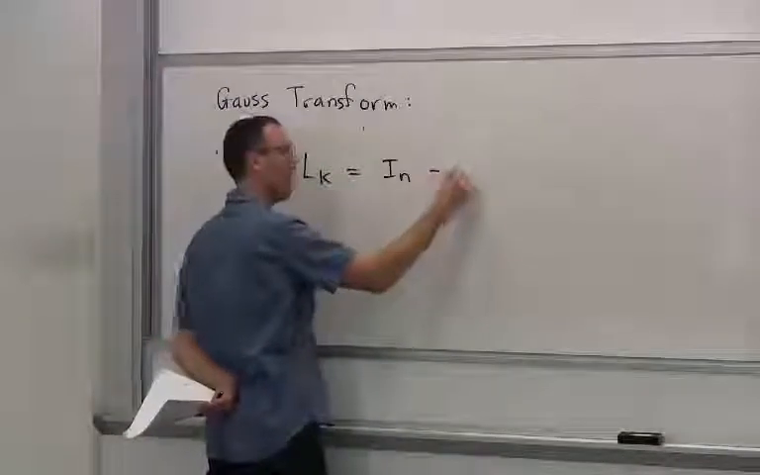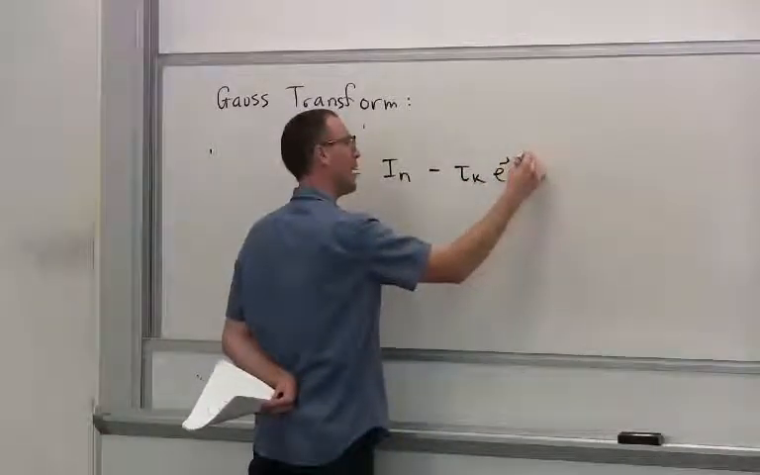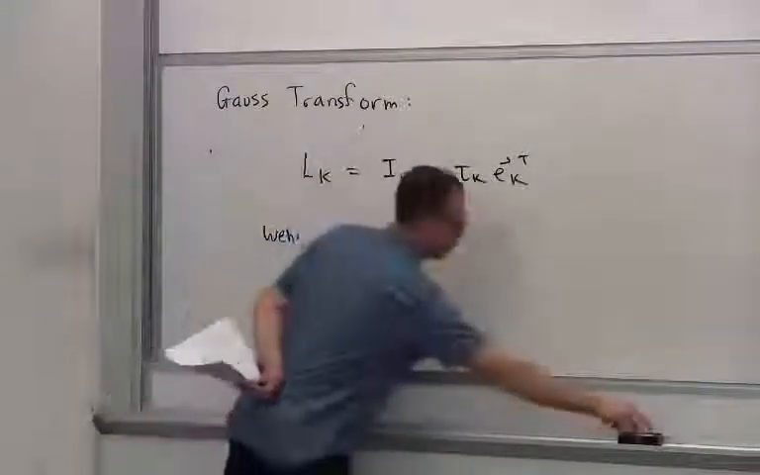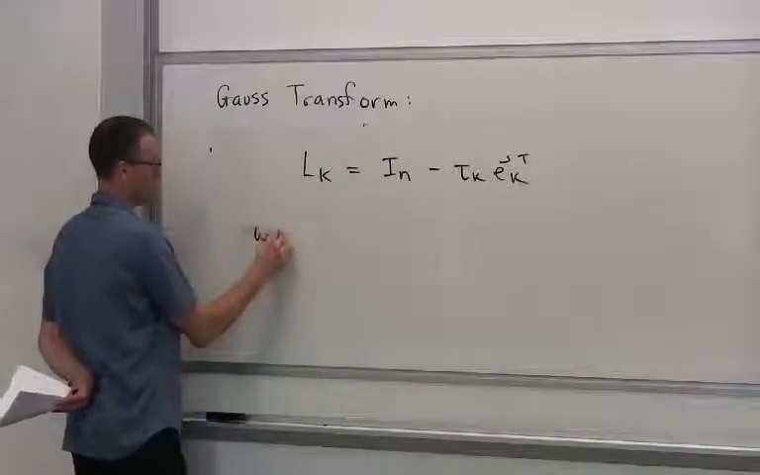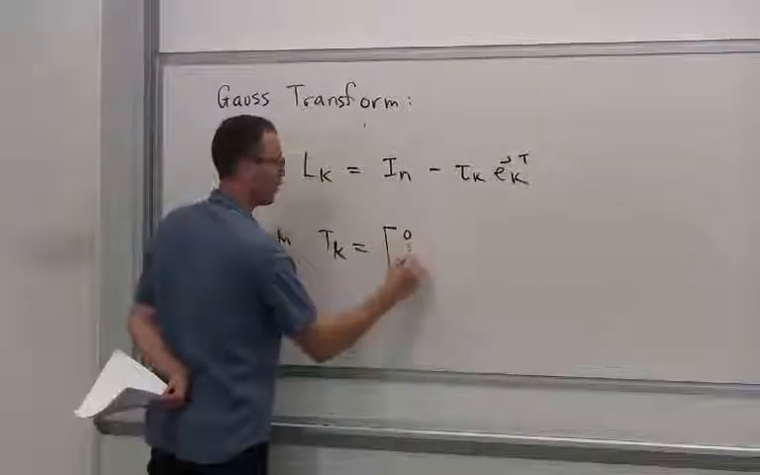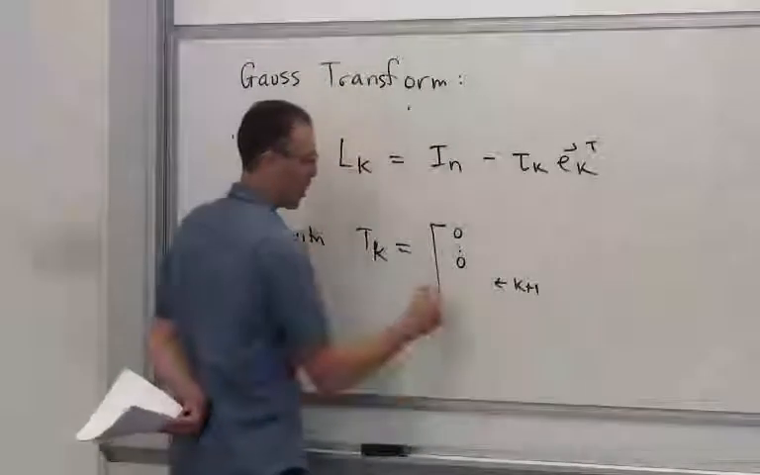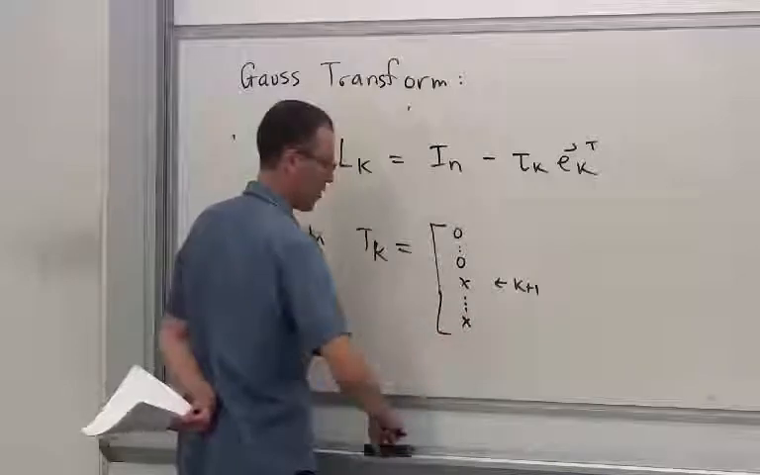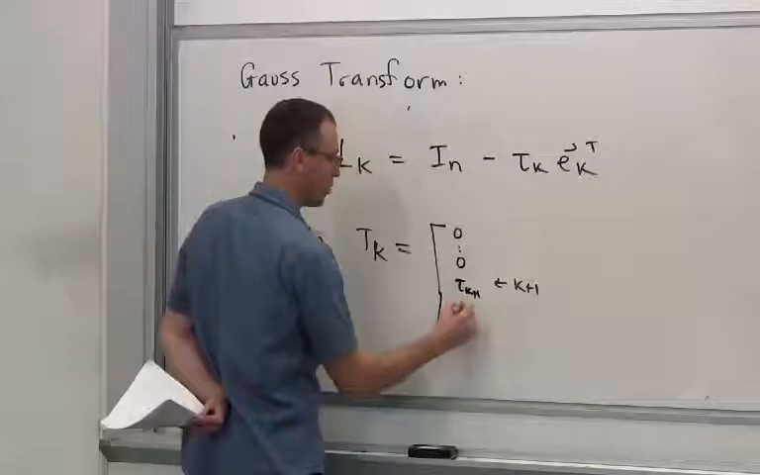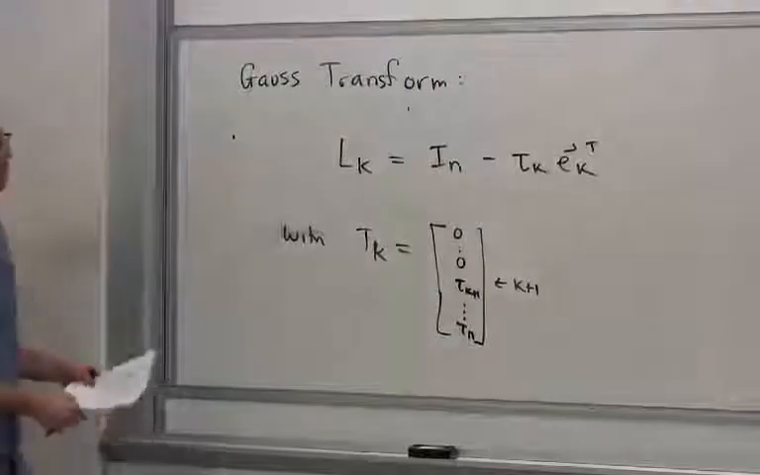I_n minus tau_k e_k transpose, where, oh God, with the first k elements of tau_k being zeros, and then the k plus first element of tau_k was allowed to be non-zero. And I think we call this thing tau_{k+1} all the way down to tau_n. Right?